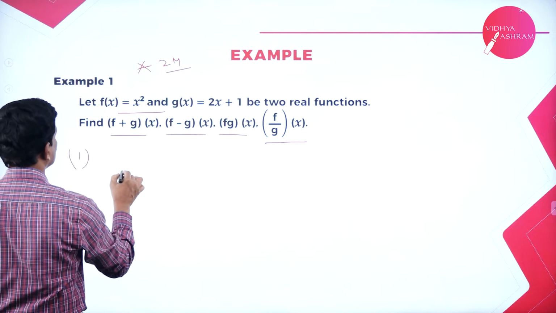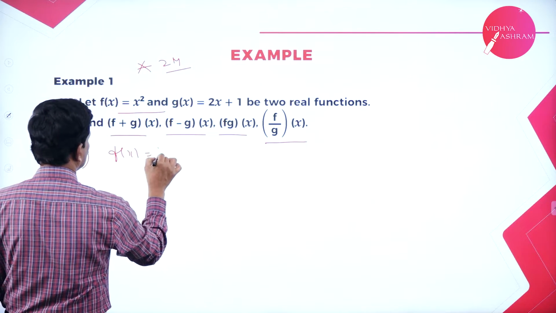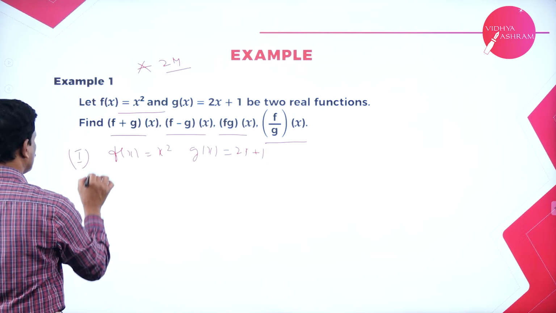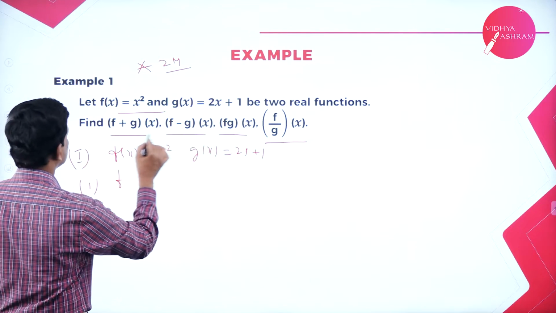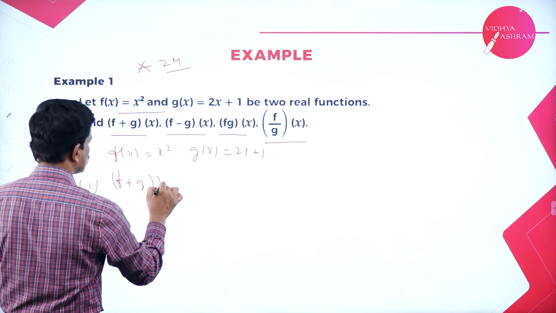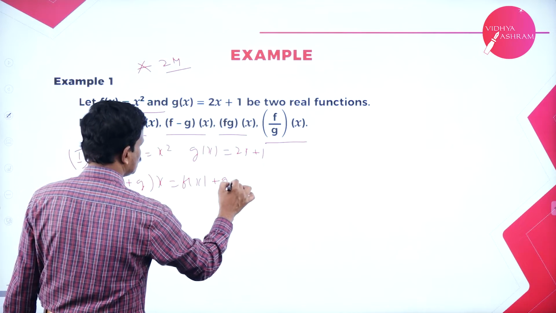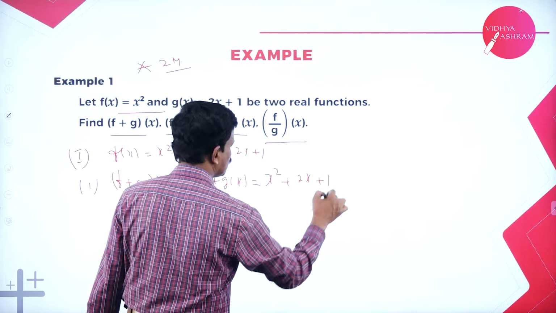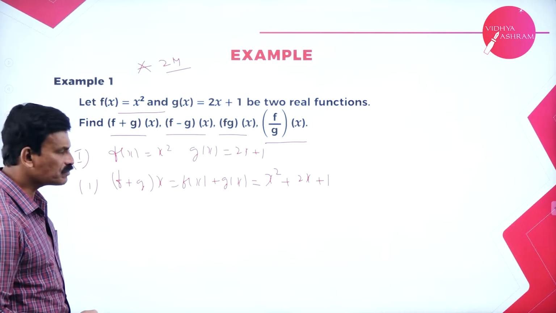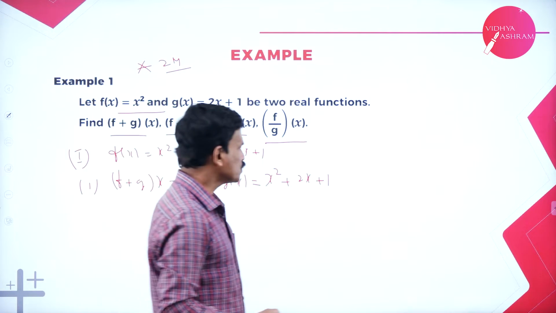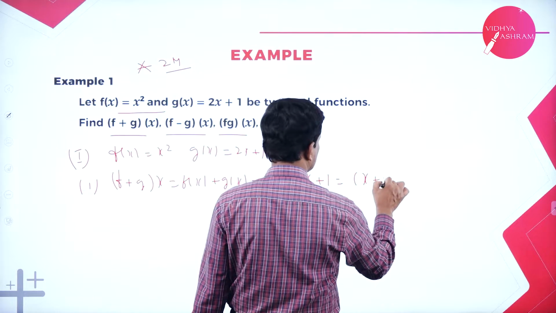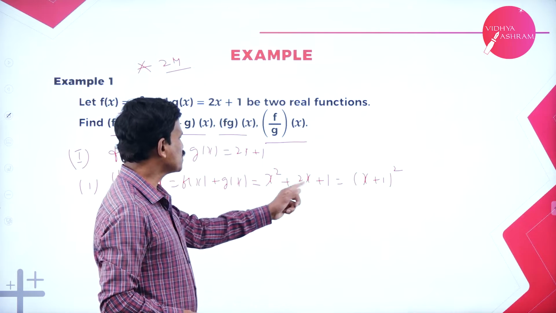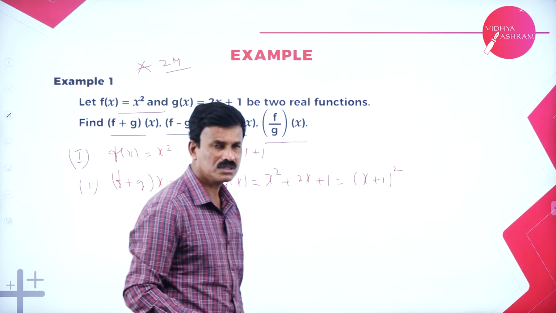Now let us come to the first one. What is given? f(x) is equal to x square and g(x) is equal to 2x plus 1. Now one by one. (f plus g)(x) is nothing but f(x) plus g(x). What is f(x)? x square. What is g(x)? 2x plus 1. So (f plus g)(x) is equal to x square plus 2x plus 1. You can stop here or you can also write (x plus 1) whole square. This is of the form (a plus b) whole square, a square plus b square plus 2ab, and 2x into 1 is 2x.